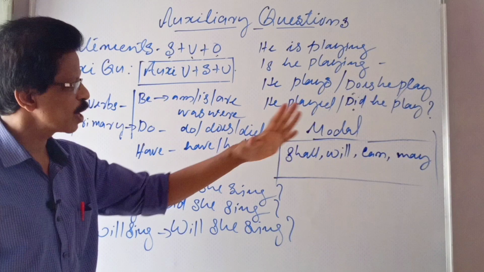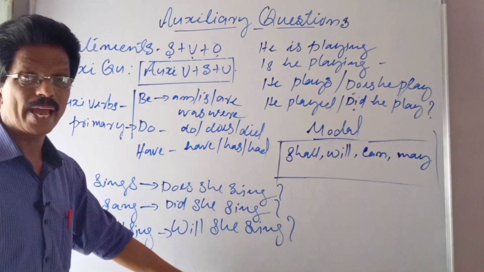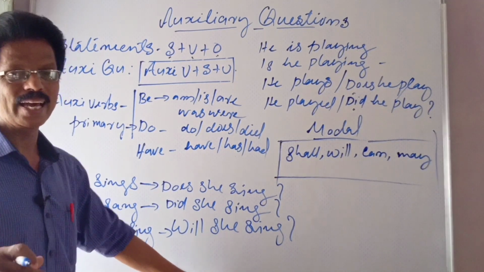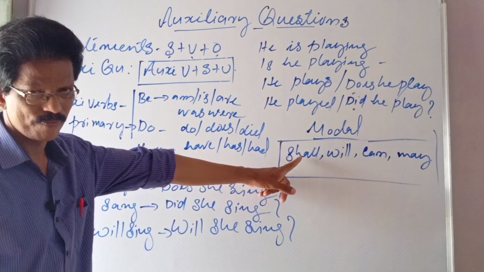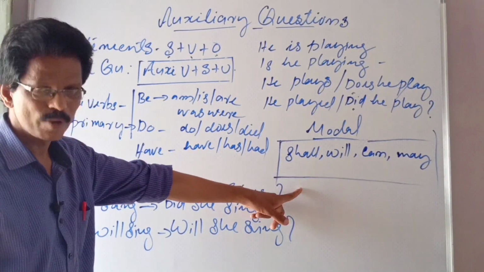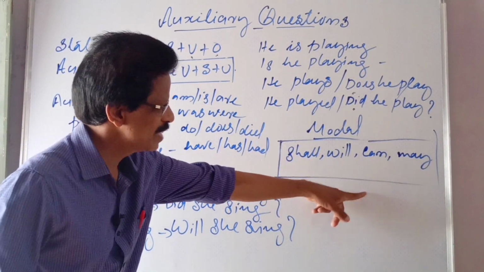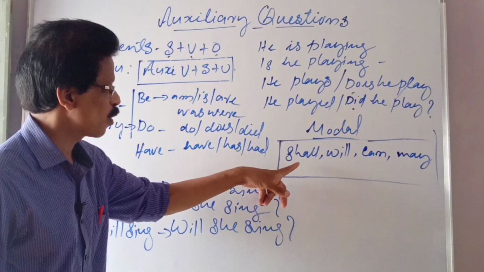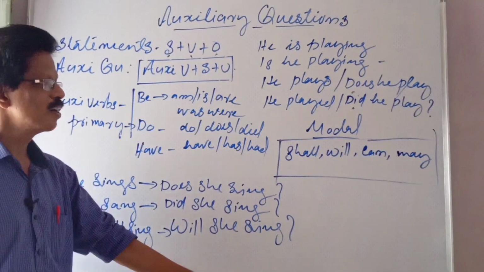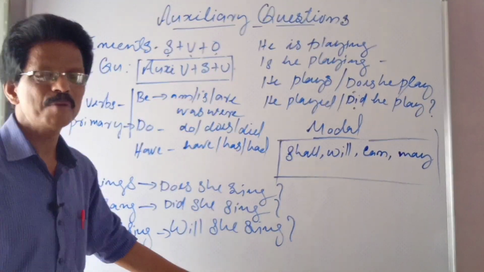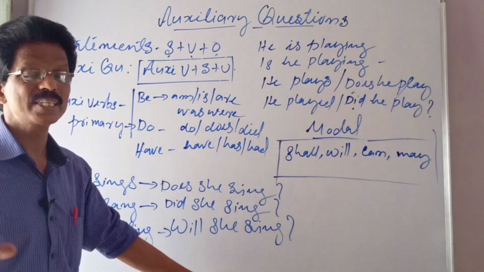And several modal auxiliaries are there: shall, should, will, would, can, could, may, might, must, need, dare, used to. Forget about that. Just remember four words: shall, will, can and may. If you know these four auxiliaries, you can make any kind of sentence, especially asking, requesting, etc.